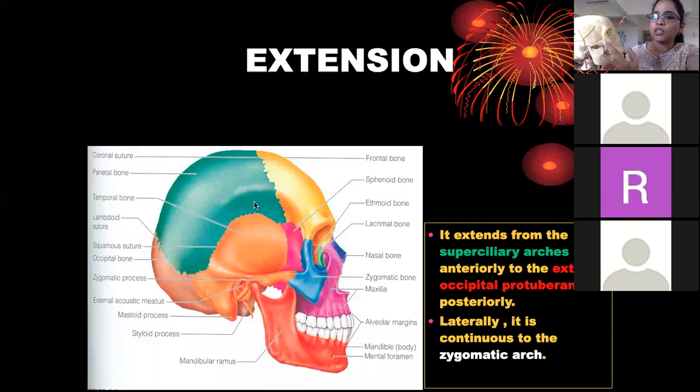And this arch on the sides, what you can see, is called the zygomatic arch. So the scalp is covering the lateral side till the zygomatic arch. That is the extent of the scalp. Anteriorly, till where? Anteriorly it extends till the superciliary arches. Posteriorly till the occipital protuberance, and laterally it extends till the zygomatic arches. So this is the extent of the scalp.